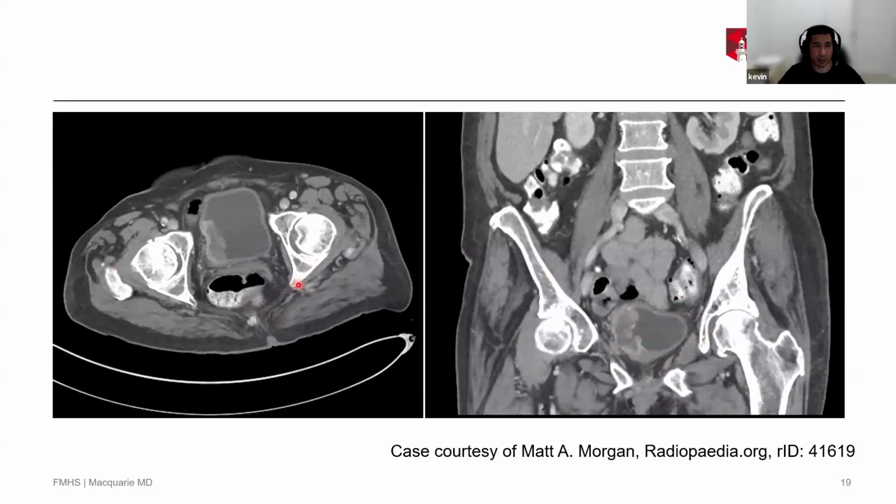The other thing is we start looking for other things. It's not good enough to just say, okay, I saw this lesion. I need to look at other things. Where will this spread to if it does spread? So we're going to start looking around in the pelvis along here for lymph nodes.